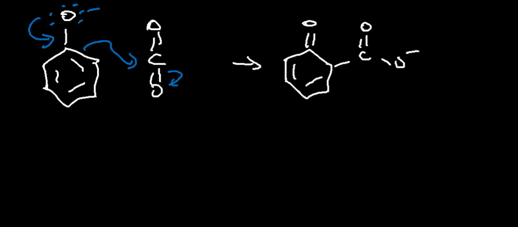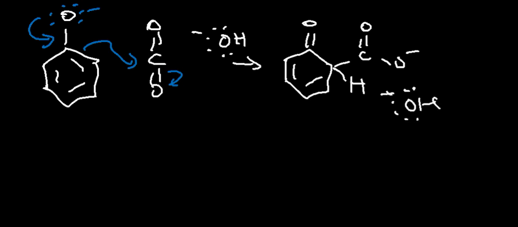And now there's a hydrogen here. So if we have phenoxide, chances are we have a small amount of hydroxide in the solution because this reaction is occurring under basic conditions. Hydroxide could also react with carbon dioxide to create carbonate, by the way. Now, hydroxide could remove the hydrogen. These electrons could form a double bond. And we're going to get the phenoxide ion again.